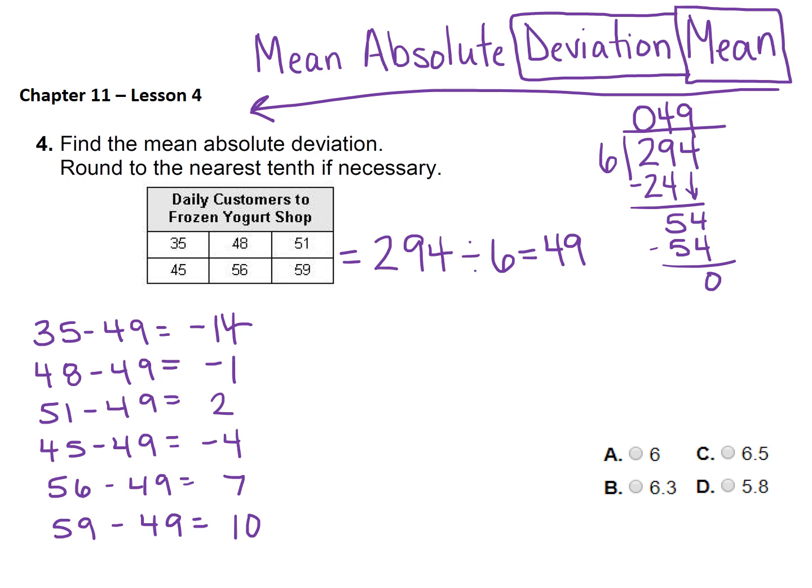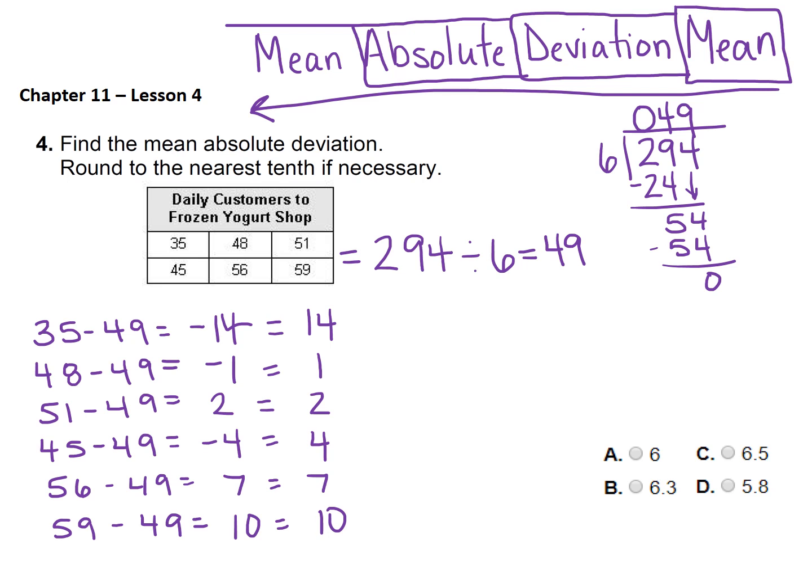Next, I'm going to follow my directions that I'm following in my title here, mean, absolute, deviation, and I need to convert these to their absolute values. So I have 14, 1, 2, 4, 7, 10. And last but not least, I'm going to find the mean, again, of these numbers. Okay, so 7, 8, 9, 10, 11, 12, 13, 14, 15, 16, 17, 18, 28, 38.